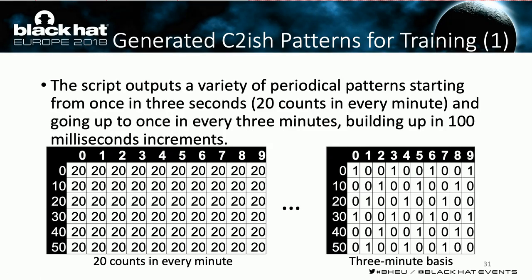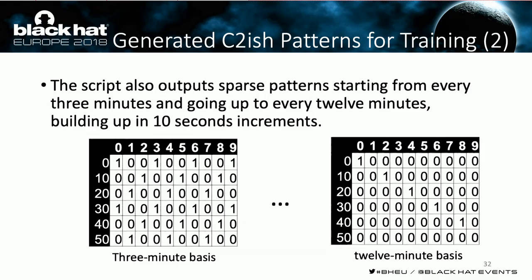Next, let me explain how we generate C2-like communication patterns. As we mentioned earlier, we use generated C2-ish patterns for malicious data of the training dataset with a simple script. First, we generated a variety of periodical patterns starting from once in 3 seconds and going up to once in every 3 minutes, building up in 100 millisecond increments. This script also outputs sparse patterns starting from every 3 minutes and going up to every 12 minutes, building up in 10 second increments.